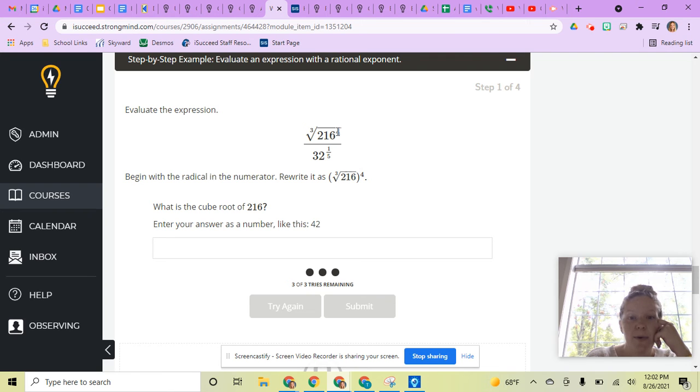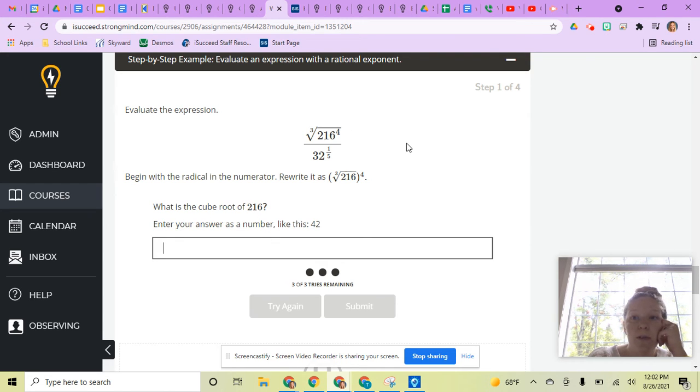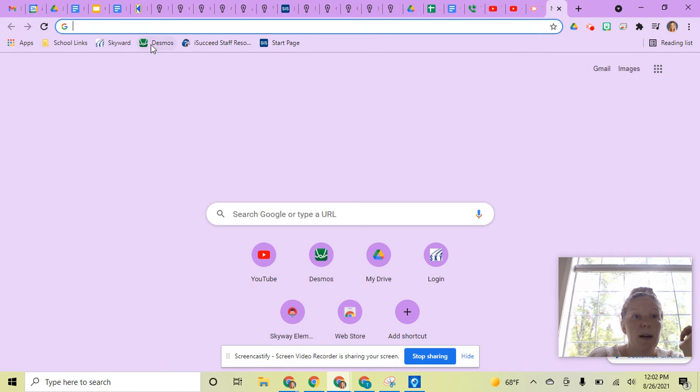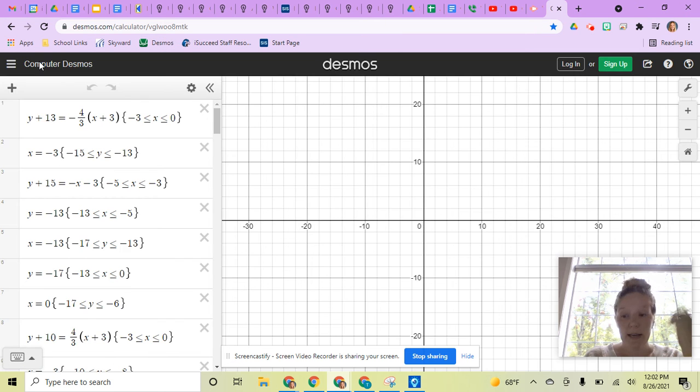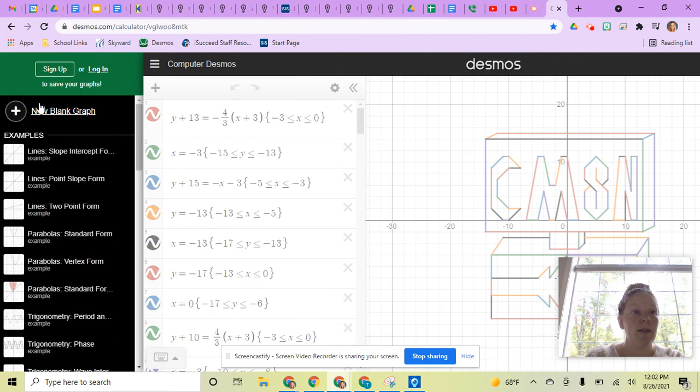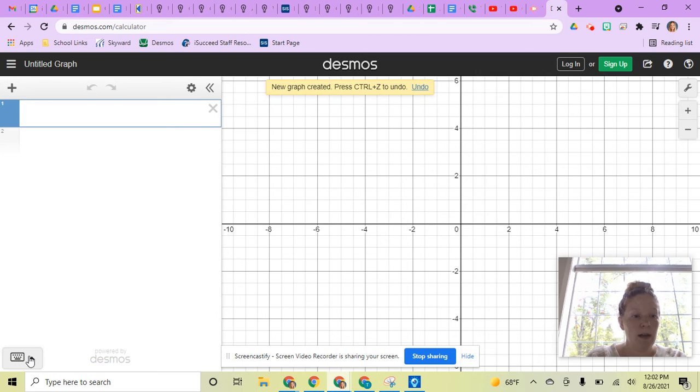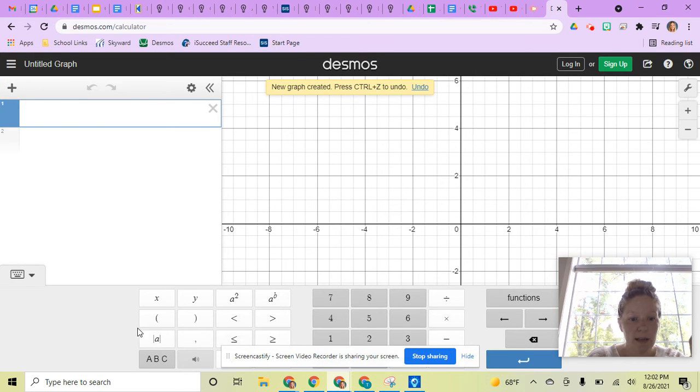So what they did is they pulled that fourth power out for some purpose here. What is the cube root of 216? If you don't know the cube root of 216, that's where you need to use a calculator. Desmos.com, I told you, is one that I like. That's just right here, handy. You can use a handheld calculator or a phone calculator. So the cube root of 216.